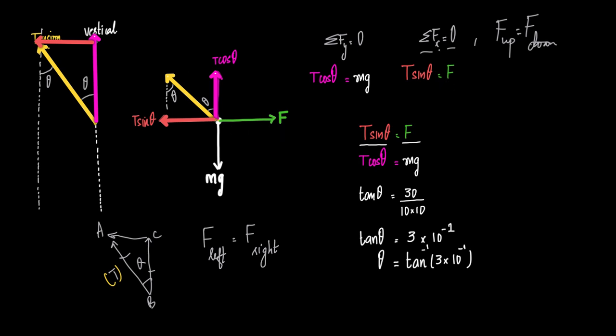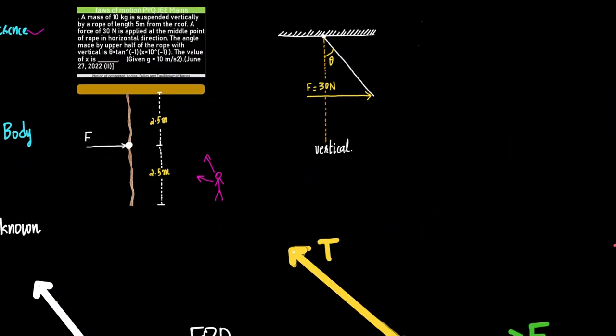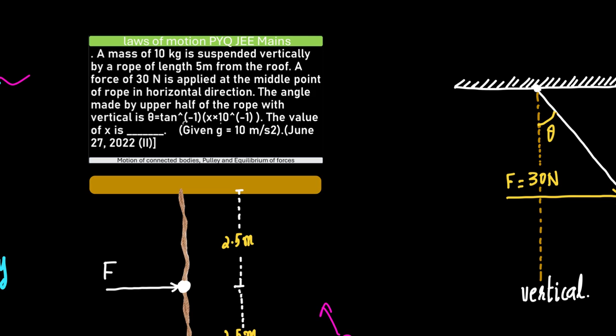Now I will bring these two equations close like this and then divide them. Dividing the LHS, T by T is 1, sin theta by cos theta is tan theta, and F by mg: F is given to us as 30 Newton, so 30 by mg, which is 30 by 10 into 10. So tan theta is 3 by 10, which is 3 into 10 to the power minus 1. If we come back to the question, it is given as 3 into 10 to the power minus 1. Therefore, the value of x is 3.